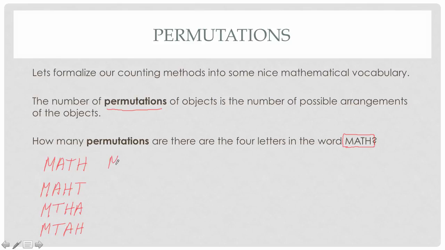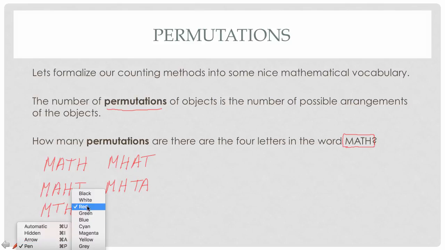Let's do MA. We've got 2 A's, we have the 2 T's. Now let's do H first. MHAT. And now we've got MHTA. All right, I think we've got all the permutations that start with M.